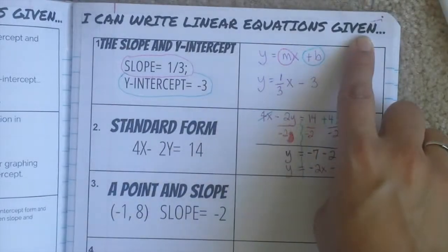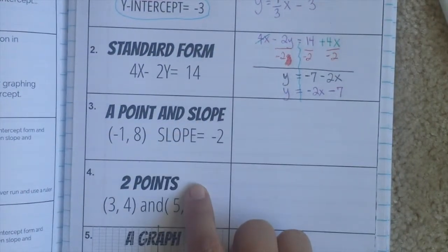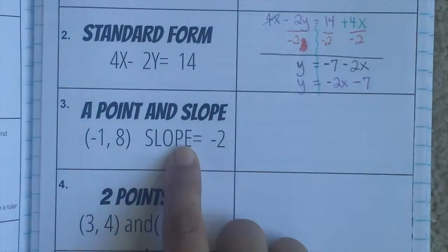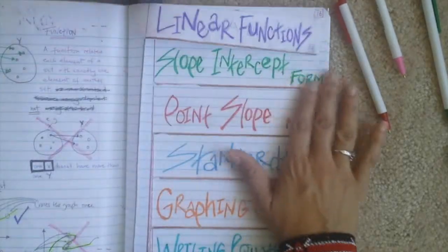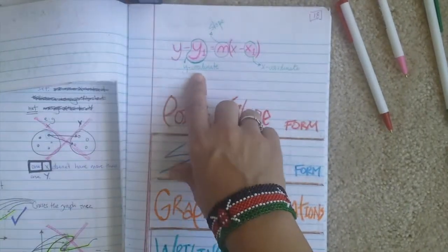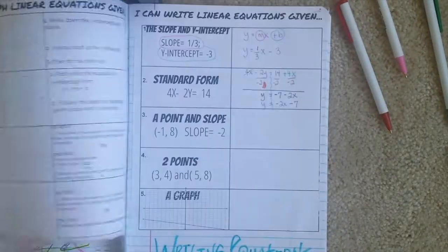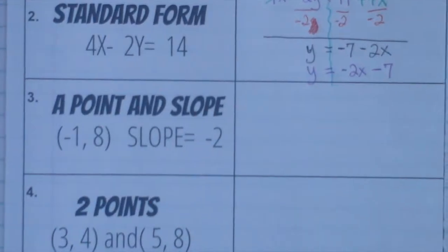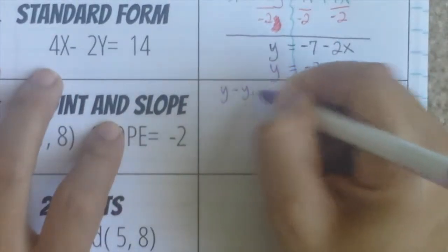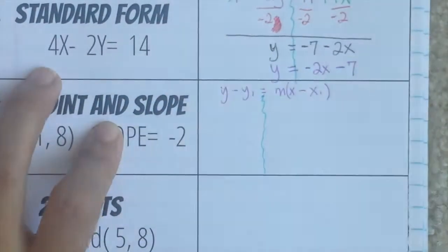So I can write linear equations given now a point and a slope. Okay, a point and a slope. So turning back to my notes, a point and a slope. See how it says point slope form, a point and a slope. So point slope form, y minus y1 equals m times x minus x1, where y1 and x1 are coordinates and m is the slope. So y minus y1 equals m times x minus x1. And all you're going to do is replace the points in there.